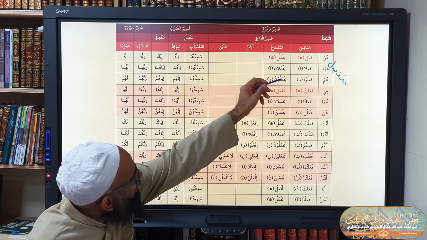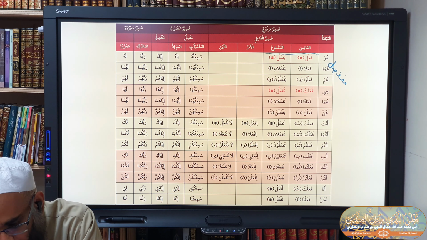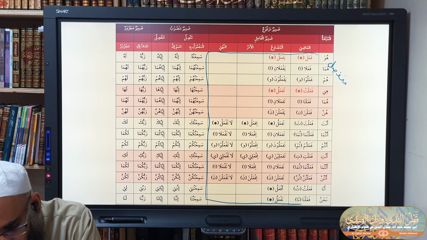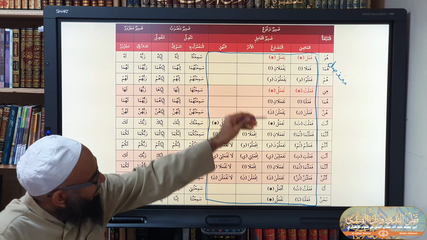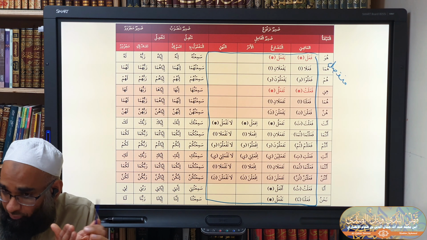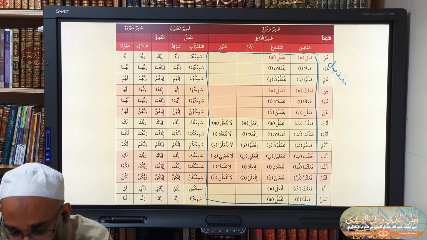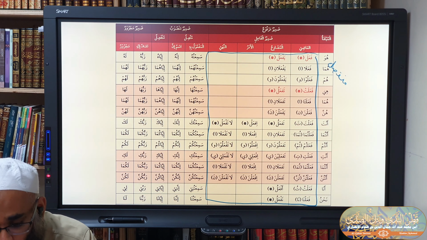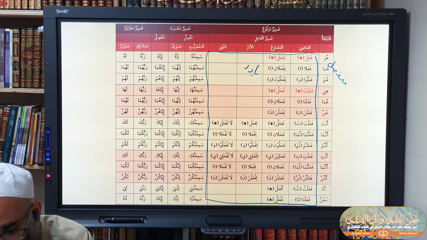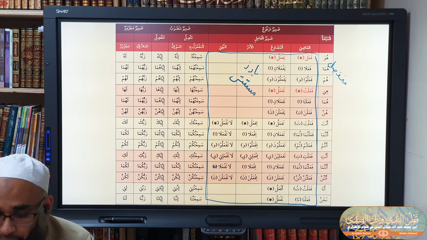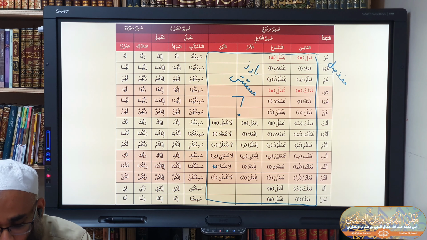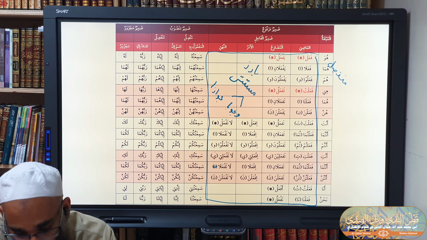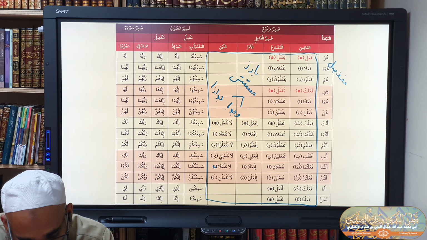Then we already discussed all of these. These are all muttasil. They're either attached to the verb or in the verb. And some of these are baris, the majority, and some are the opposite of baris, mustatir. And the mustatir is either going to be mustatir wujuban or mustatir jawazan. Now moving on, we have a few other sets here. What are the other sets?